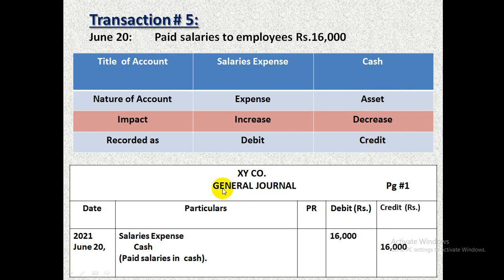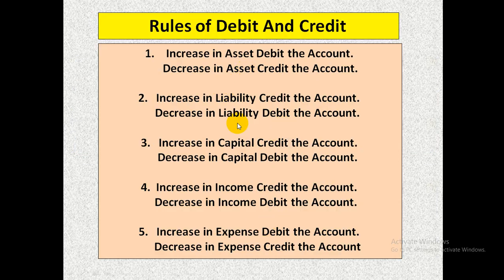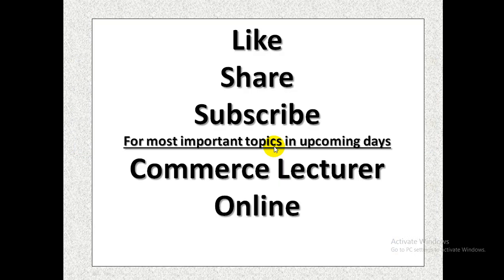Let's see its impact or how to record it in journal. On this particular date, we will record the entry as salaries expense debit by this amount, cash credit by the same amount. Narration or explanation will be paid salaries in cash. This is how the impact of this journal entry will be shown or recorded in journal. Rules of debit and credit are always to be focused.